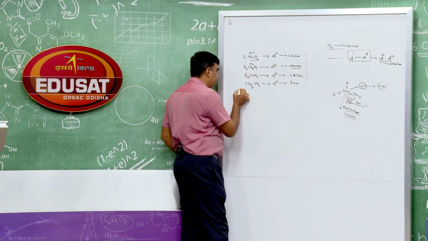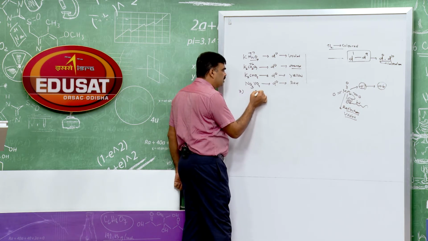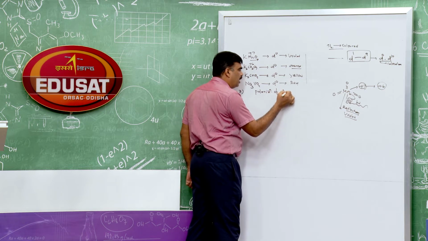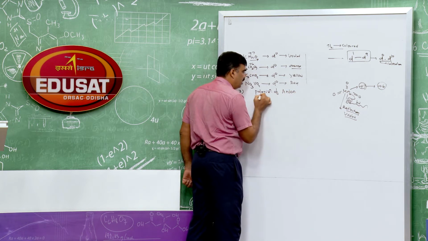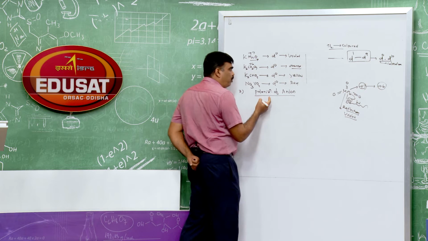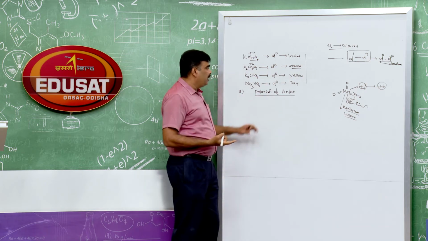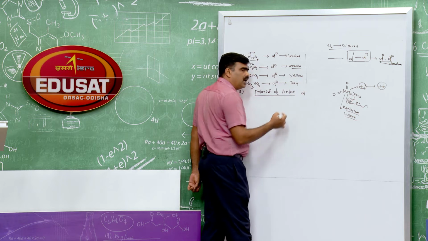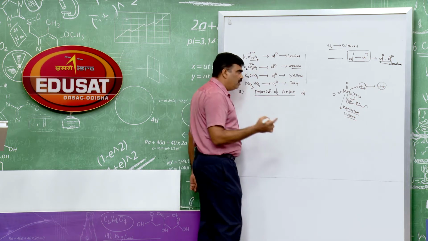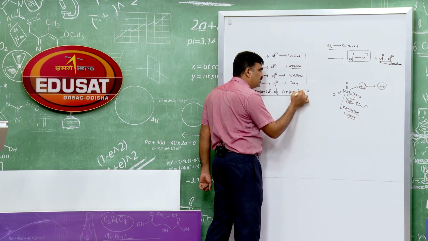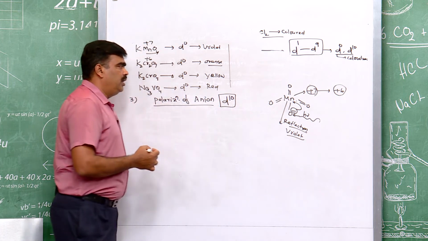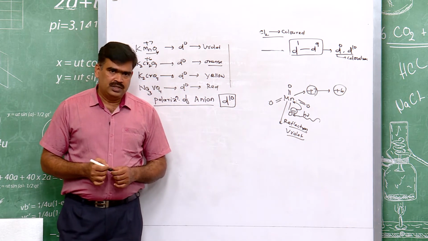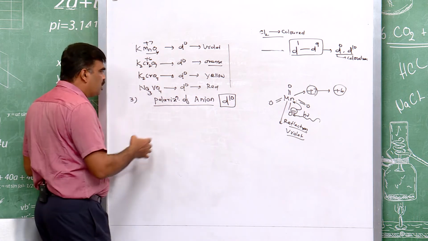Third reason is polarization of an ion. Very interesting. For this, the central metal atom or ion must have a d10 configuration. You see, despite having d10 electrons, they still form color. How? It is because of polarization of anion.